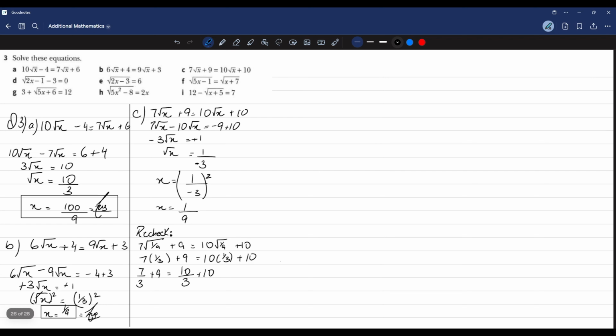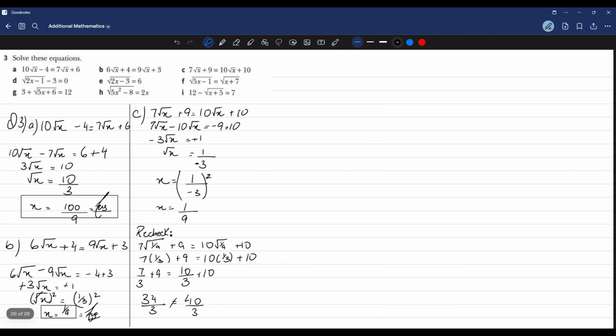Simplify this, just simply use a calculator. So 7 upon 3 plus 9 is equal to 9 plus 7 over 3, and that's equal to 34 over 3. Is 34 over 3 equal to 10 over 3 plus 10? Let's check this out. And that is not equal to that, because that value is equal to 40 over 3.